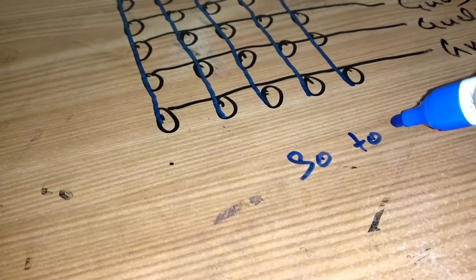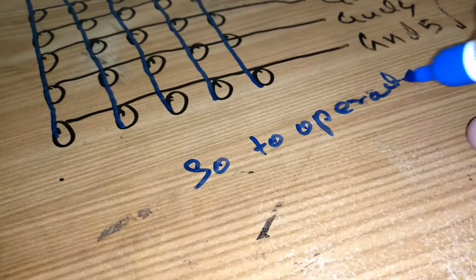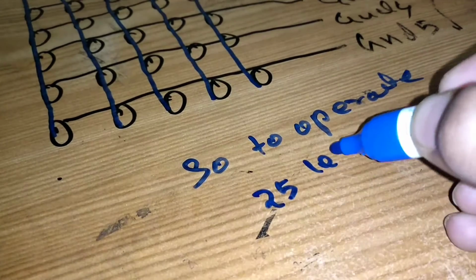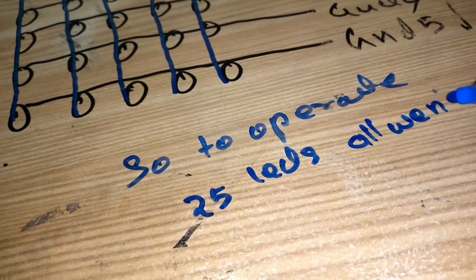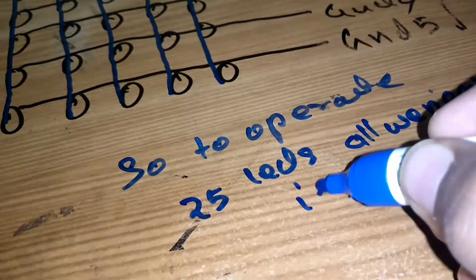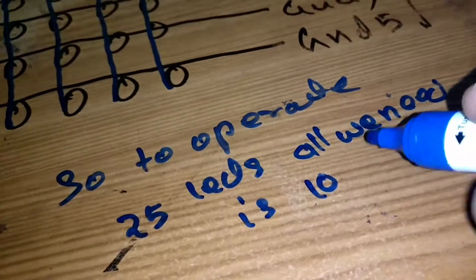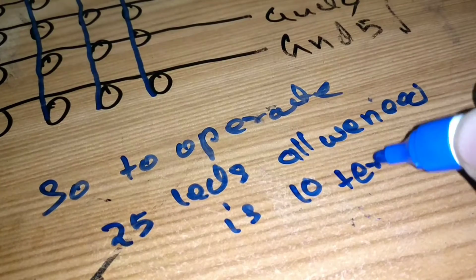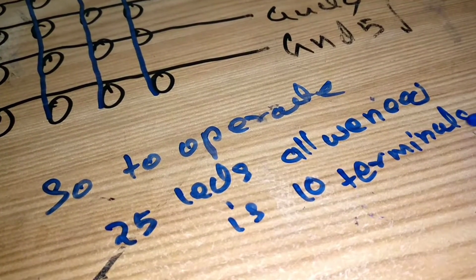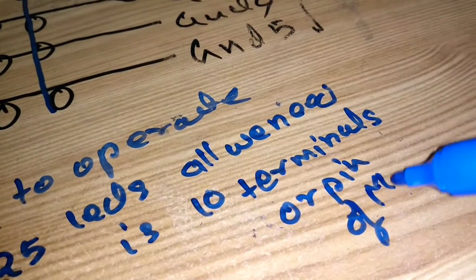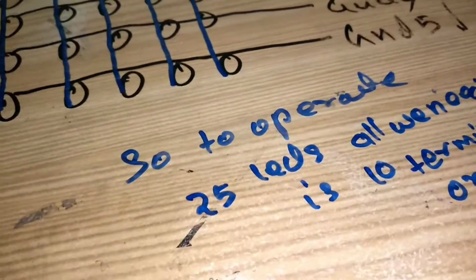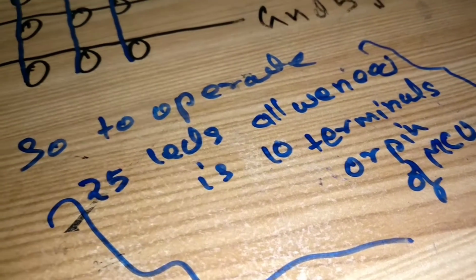So to operate 25 LEDs, all we need is 10 terminals or pins of the microcontroller unit. So the number of pins will be reduced in the matrix form, and the working will be the same.